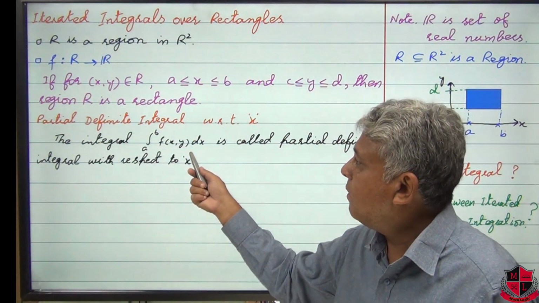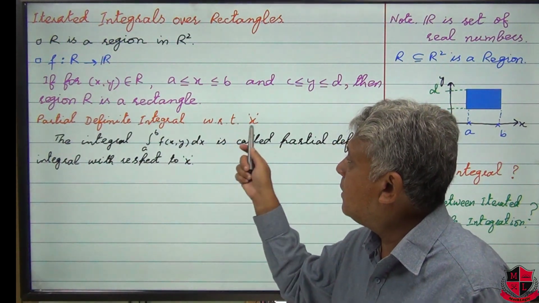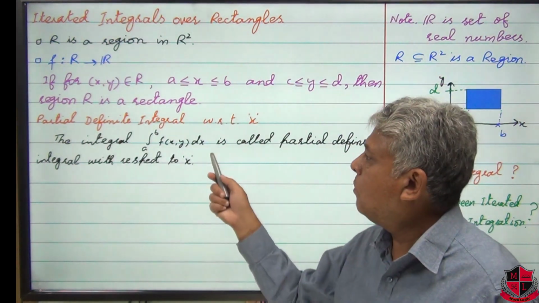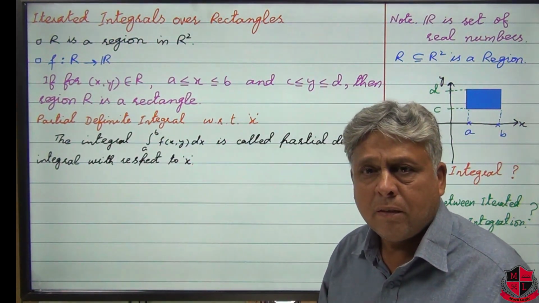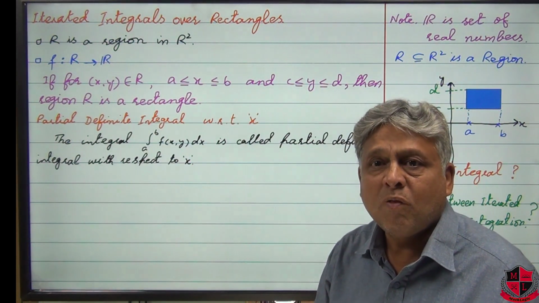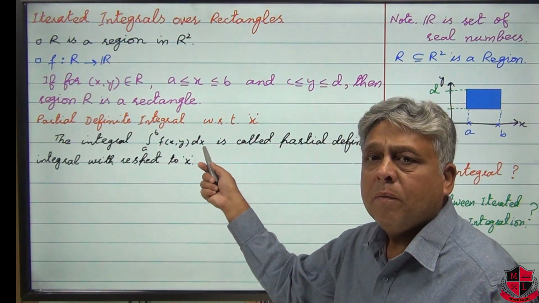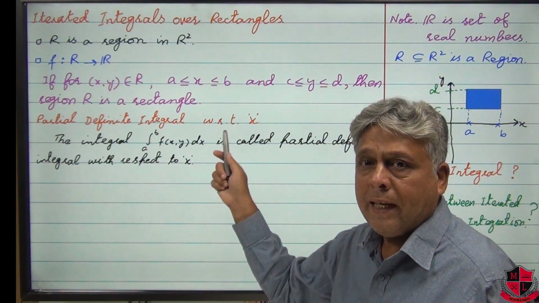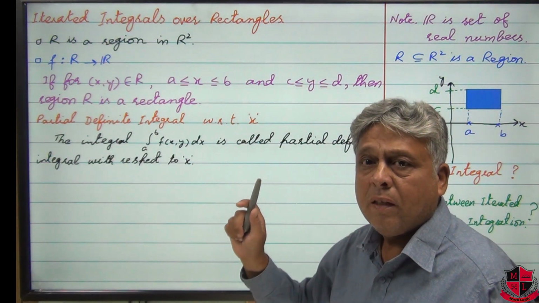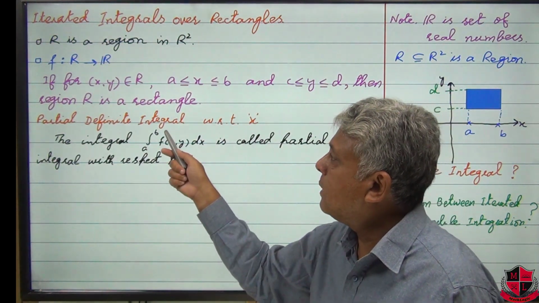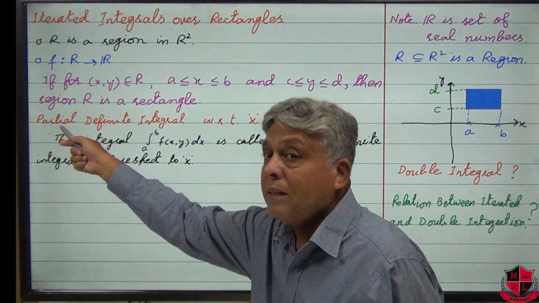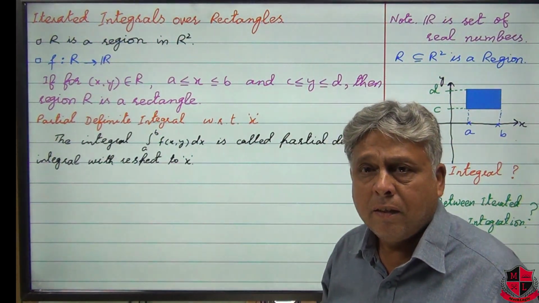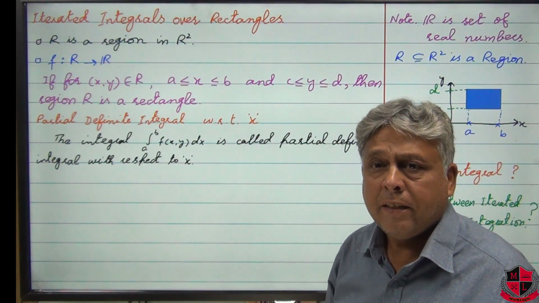If we have to solve this partial definite integral with respect to x, the method will be that we shall keep y constant, we shall keep y fixed, and we shall perform ordinary integration with respect to x. As we are keeping y fixed, y constant, we denote this integral as a partial definite integral. How we shall do this integration? Let's see in an example.